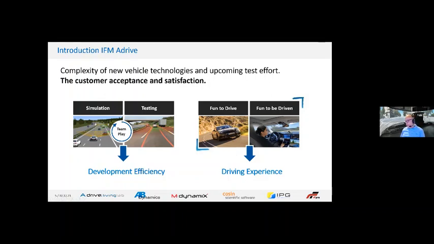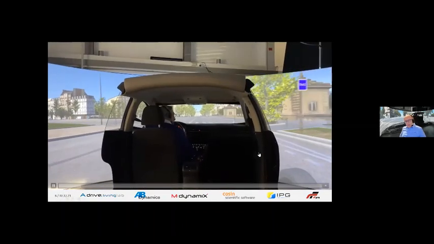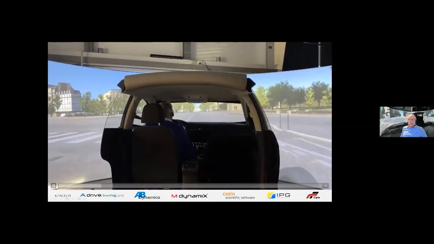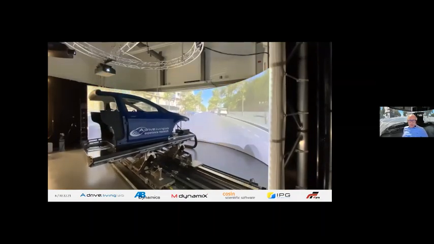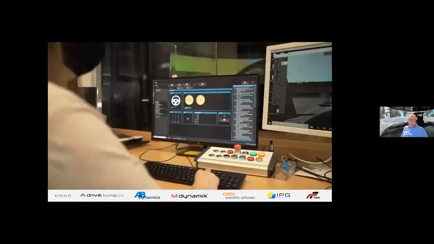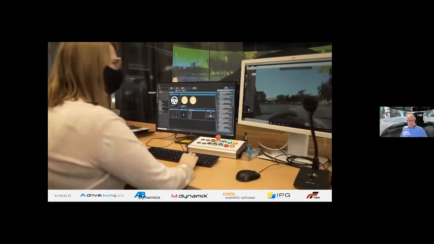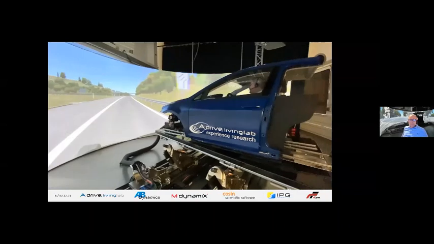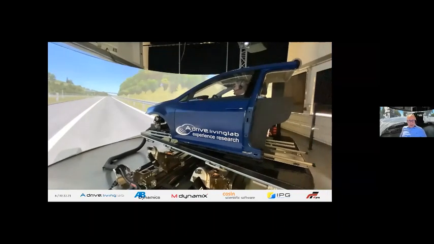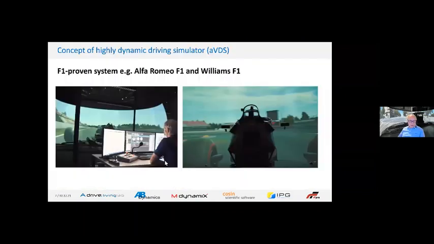To give you the first impression of how our driving simulator looks like, I have a short movie, and I will explain that more in depth. This was our test facility in Kempten. Now the driving simulator is moved to Memmingen, and is built there much bigger. But just to give you an impression how the simulator works and what are the key features of such a simulator.